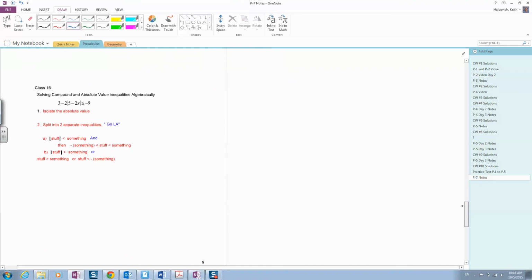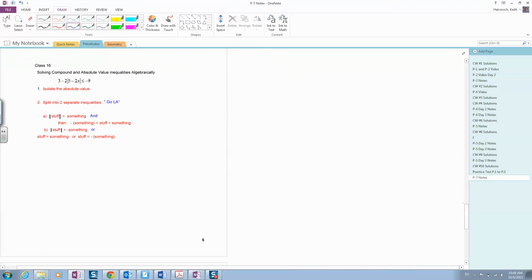All right, so next we're going to talk about solving compound and absolute value inequalities. So remember, the first thing you want to do is isolate the absolute value. So we're going to subtract 3 here. So we have negative 2, absolute value of 5 minus 2x is less than or equal to negative 12. Then we're going to divide by negative 2. So we have 5 minus 2x absolute value is greater than or equal to 6.